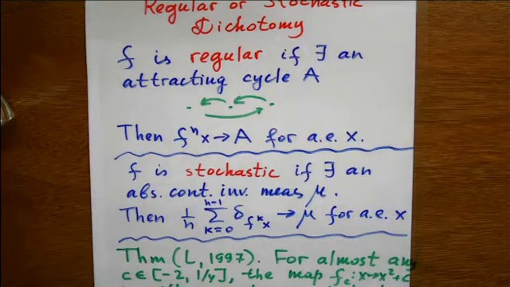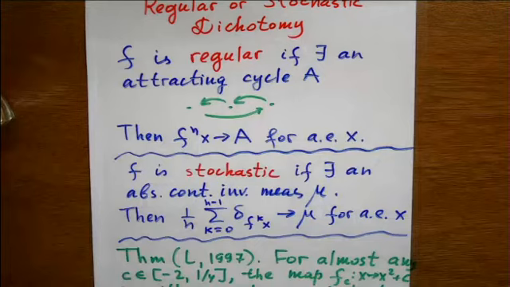Both of these sets are important sets in the parameter plane. The set of regular parameter values is, for instance, obviously an open set, and it has actually been proven that it is a dense set. And for the stochastic set, it was a theorem of Jakobson that tells that the set of such parameters has positive measure. So from the measure theoretic point of view, you cannot disregard either of these sets.